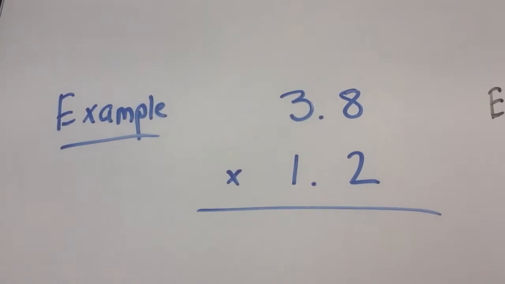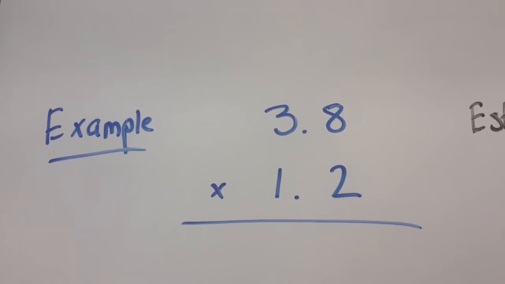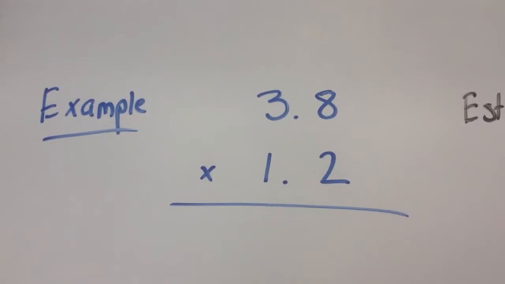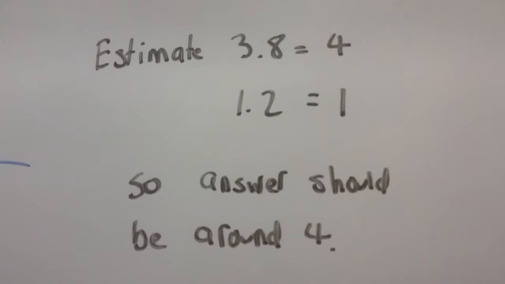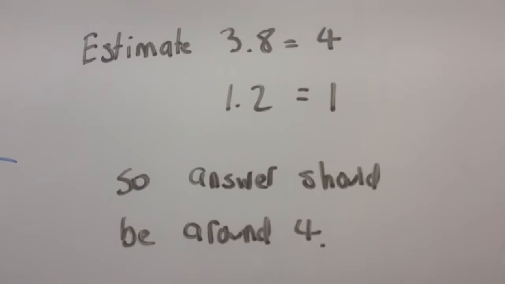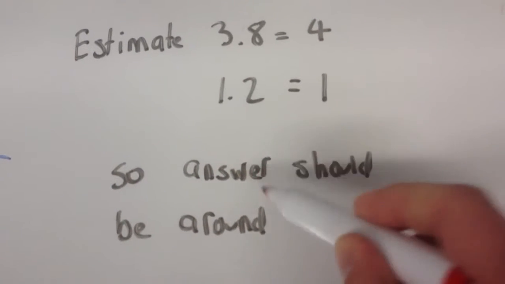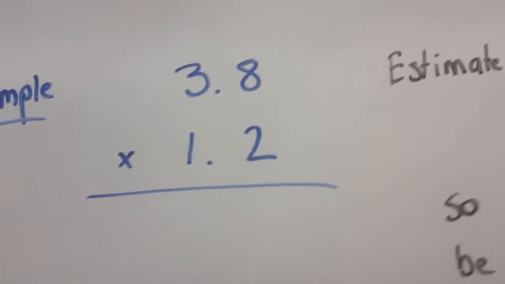We've got 3.8 times 1.2. So the first thing we're going to do is estimate. So if we use rounding, we're going to say that 3.8 is closest to the number 4, and 1.2, well, it's pretty close to number 1. So really, if we're timesing 4 by 1, our answer should be around 4. That's what our final answer should work out to be. So let's go over and have a go at our algorithm here.